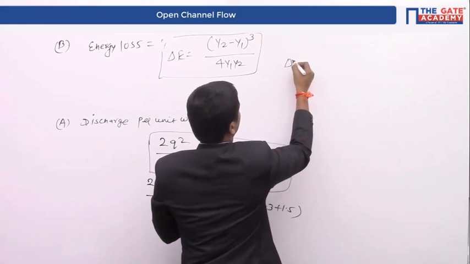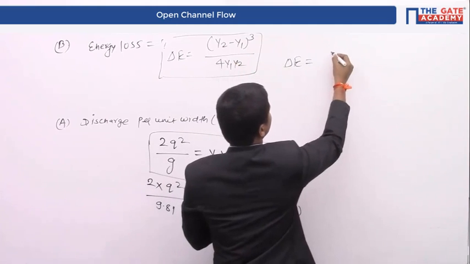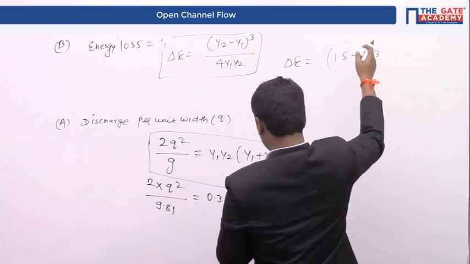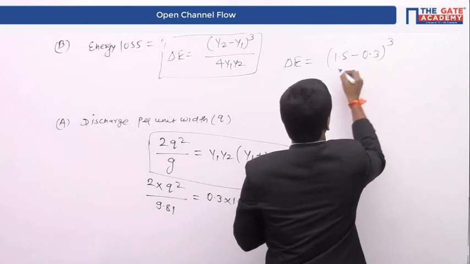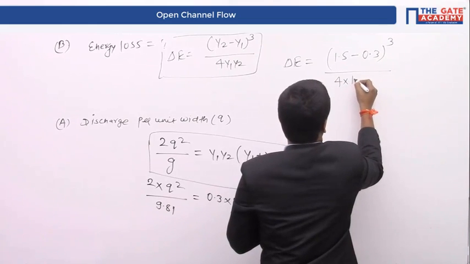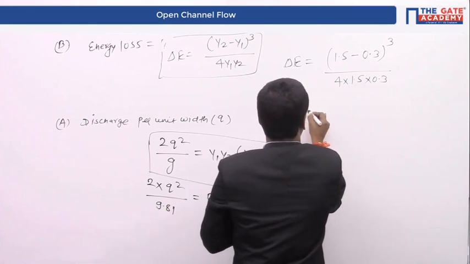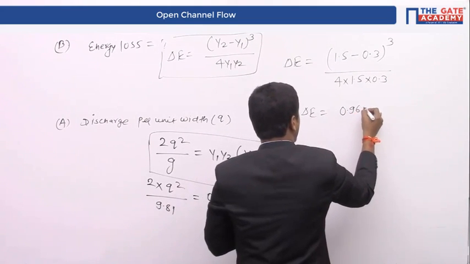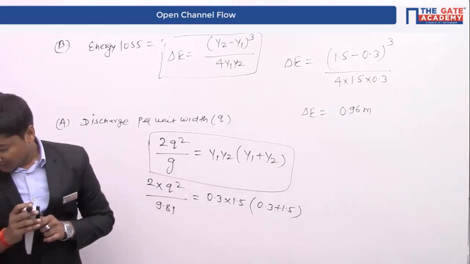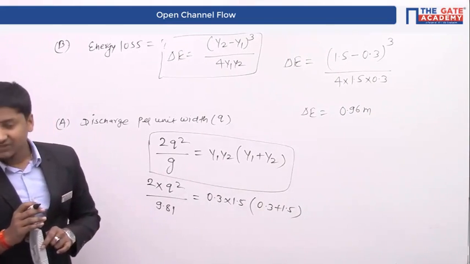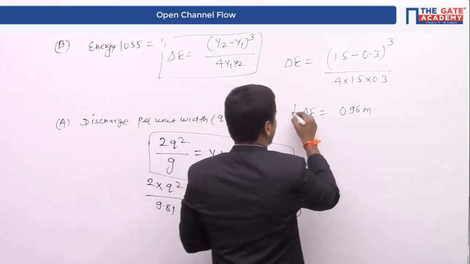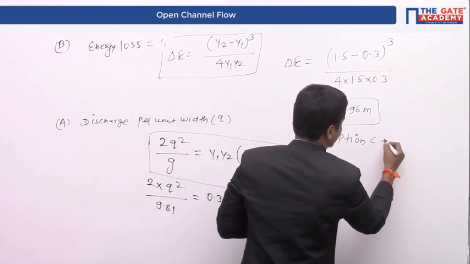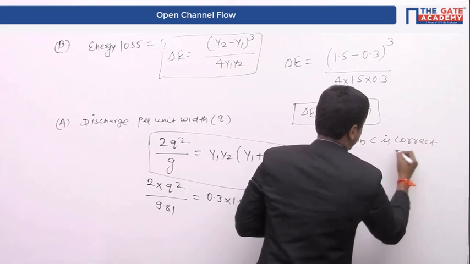So delta E will be (y2 is 1.5 minus y1 is 0.3) to the power cube upon 4 into 1.5 into 0.3. If you solve this, you will get 0.96 meter. And if you check the options, option C is the correct answer.